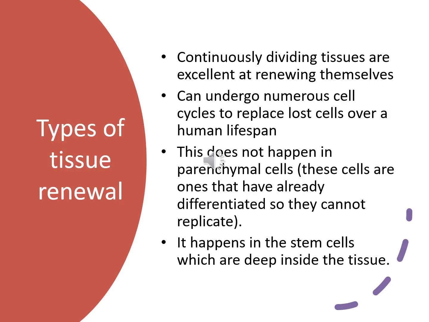Here with the tissue regeneration, we've got continuously dividing cells. They are really, really good. They're excellent at renewing themselves. They undergo lots and lots of cell cycles over a lifespan. It doesn't happen in the parenchymal cells, so they are the ones that have already differentiated. It happens in stem cells, which are deep inside the tissue.